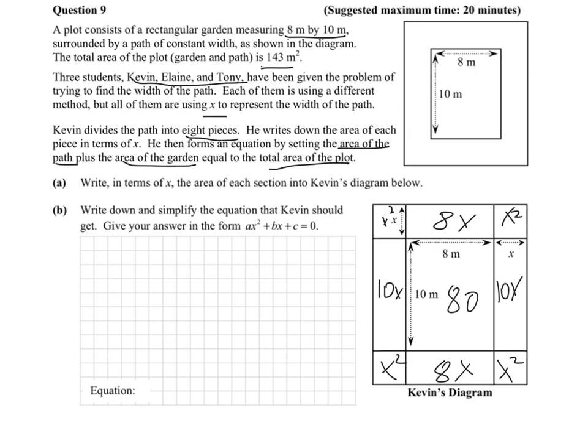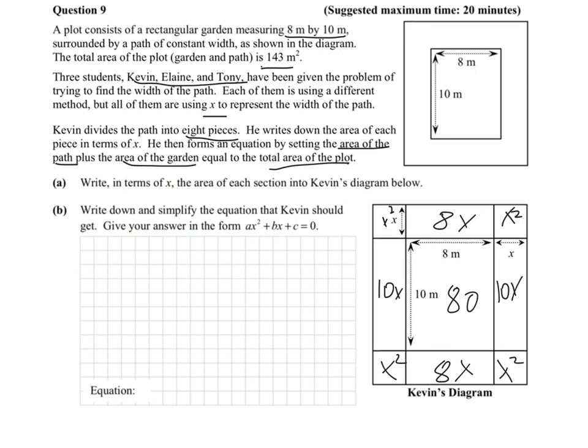Right, so we've written in terms of x the area of each section in Kevin's diagram below. That's done. Okay, so now that we've filled in all of these, we've answered part A. Let's have a look at part B. Write down and simplify the equation that Kevin should get. Give your answer in the form ax squared plus bx plus c equals 0.